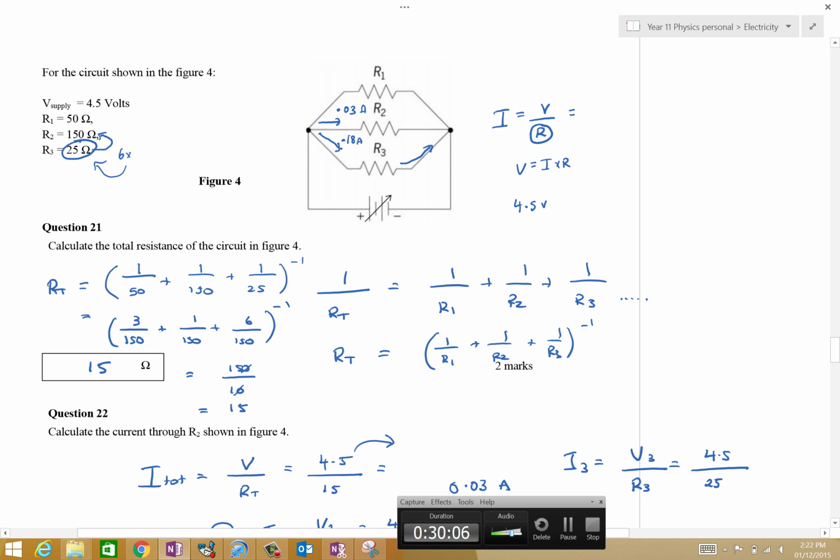So what's this missing part? What's this part here then? Isn't that going to be 0.09 amps? I think it might be.